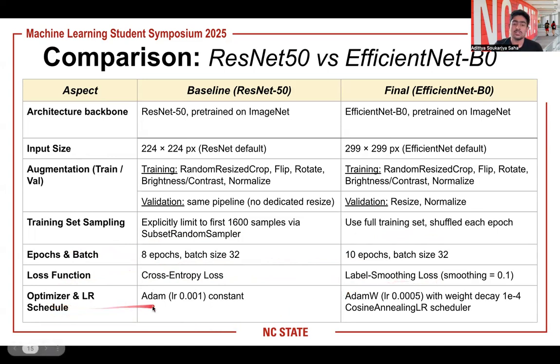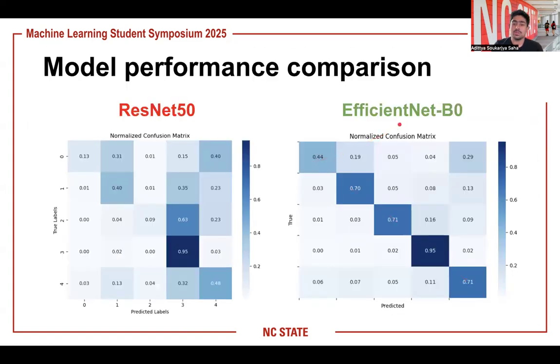As for the optimizer and scheduler, we use the Adam optimizer with a learning rate of 0.001 for the baseline model, but we use AdamW with a learning rate of 0.0005 with a weight decay of 1e-4, because AdamW applies weight decay directly to the parameter update, leading to more consistent regularization and generalization. And we also use the cosine annealing scheduler because it starts off with a really high learning rate and rapidly goes down and then rapidly goes up, sort of mimicking a warm restart instead of a cold restart. So we can see the model performance over here.